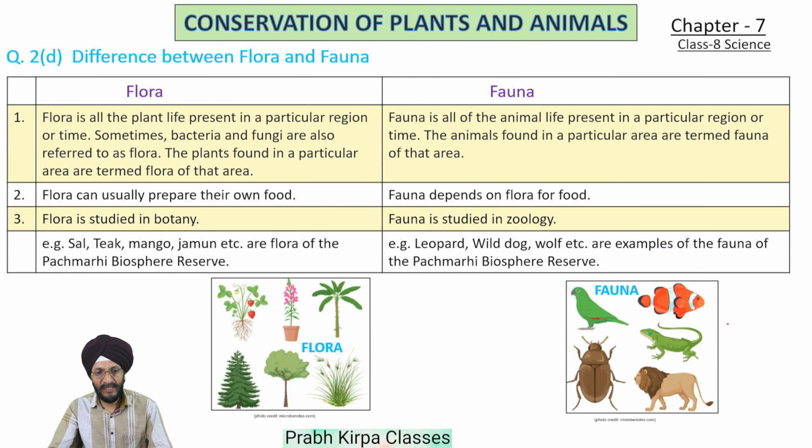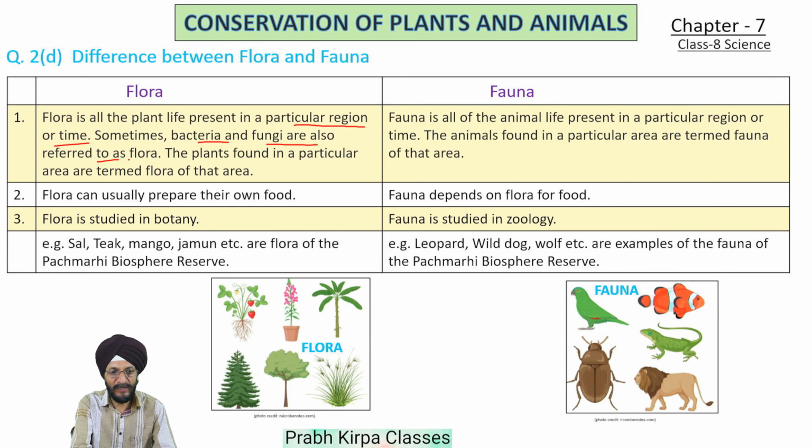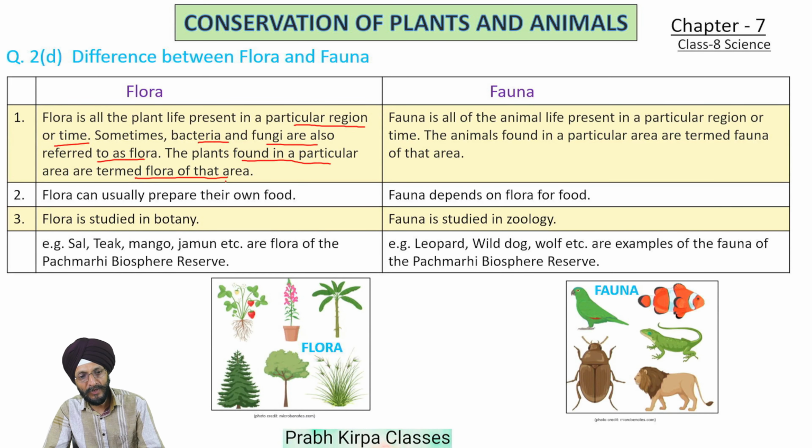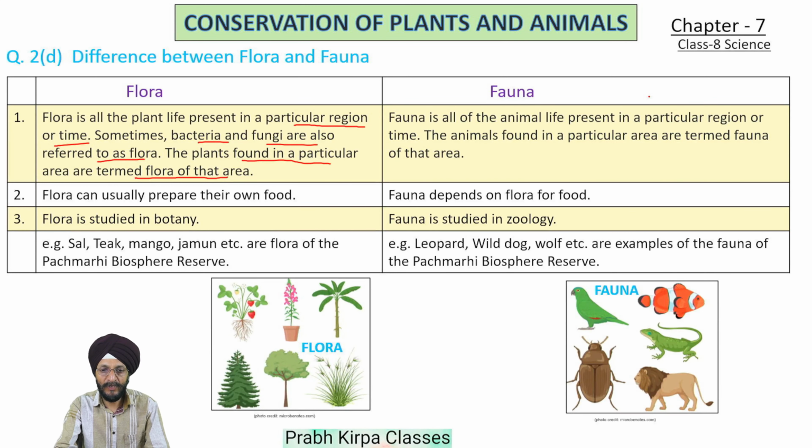Now we will learn the difference between flora and fauna. Flora is all the plant life present in a particular region or time. Sometimes bacteria and fungi are also referred to as flora. The plants found in a particular area are termed flora of that area. Fauna is all of the animal life present in a particular region or time. The animals found in a particular area are termed fauna of that area.